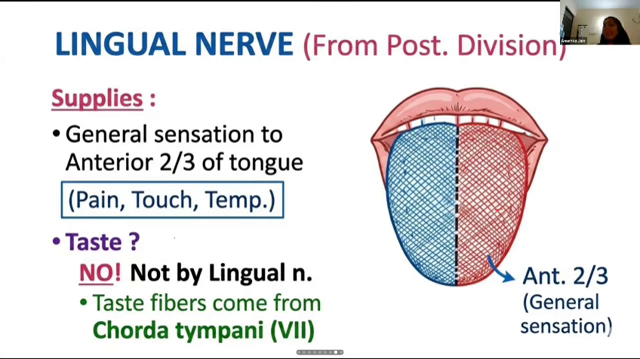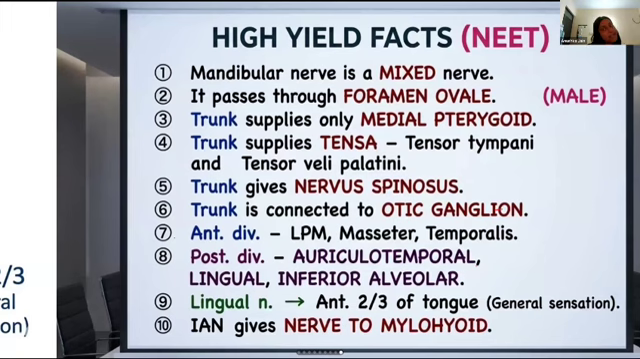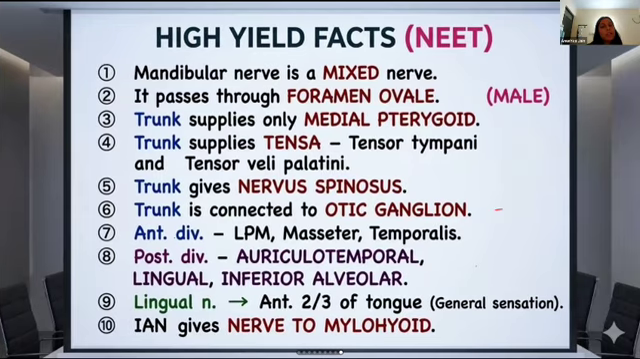Now I just want all of you to go through the slides for just a minute. Mandibular nerve is a mixed nerve. It passes through foramen ovale. Trunk supplies medial pterygoid. Trunk supplies two tensors. Then trunk gives nervus spinosus. Trunk is connected to the otic ganglion. I just want you all to remember this for your exam point of view.